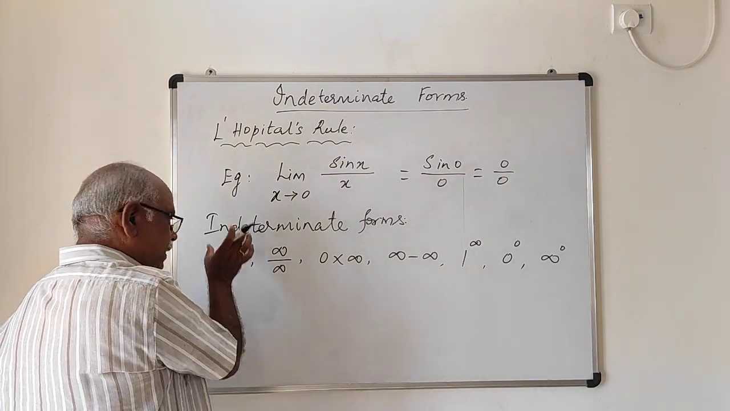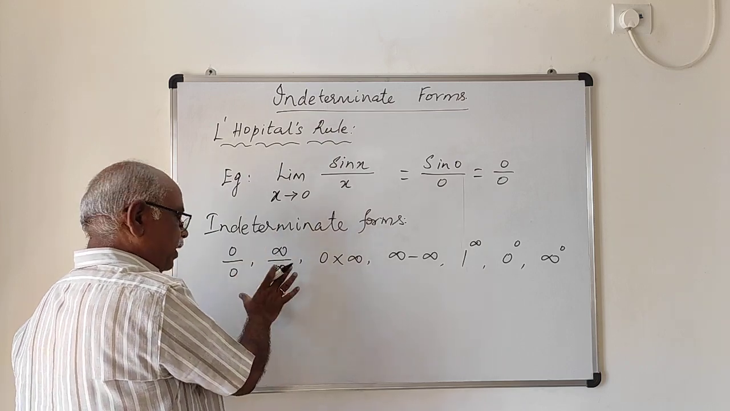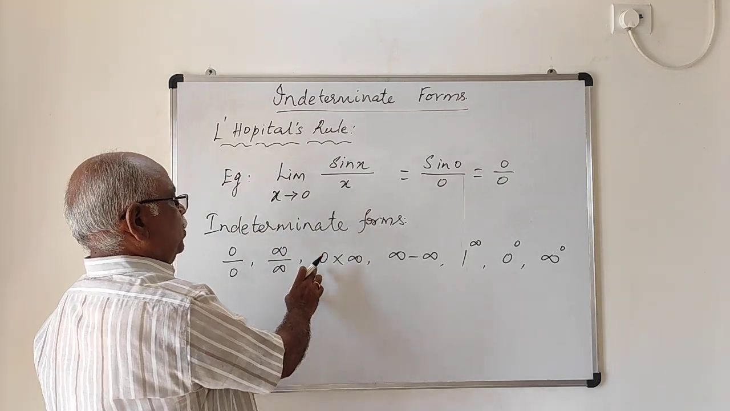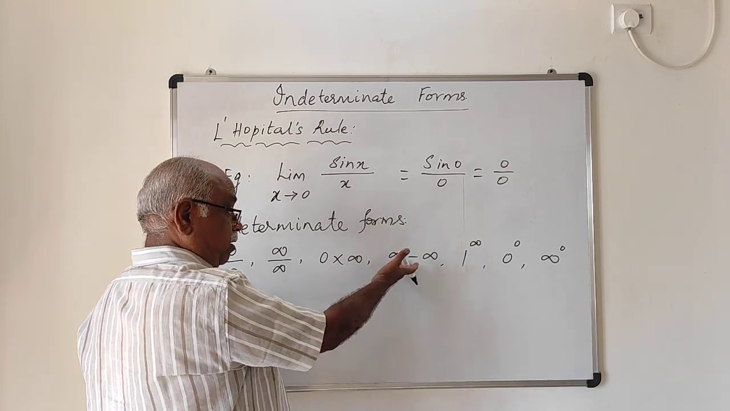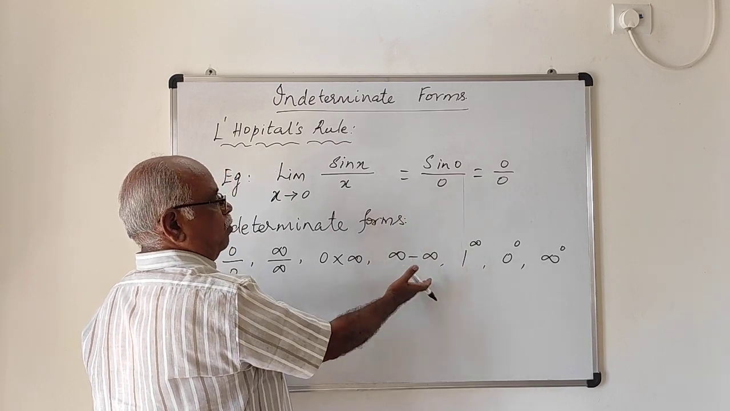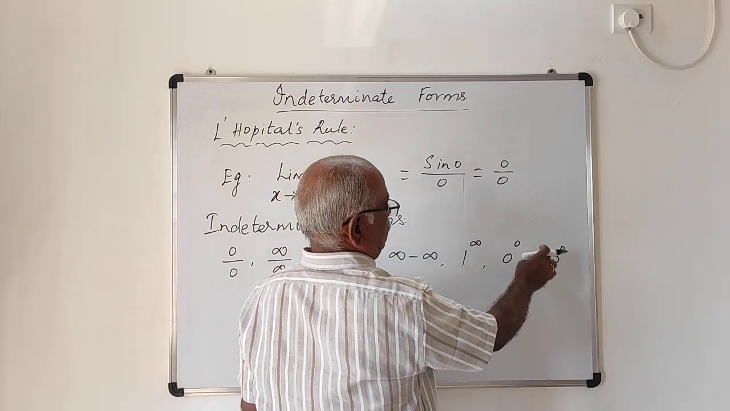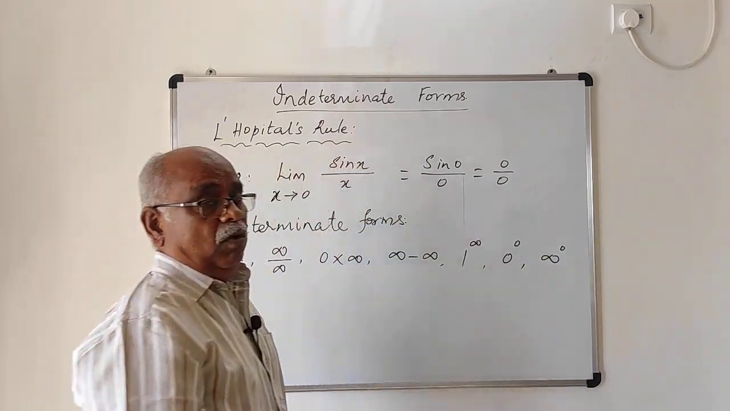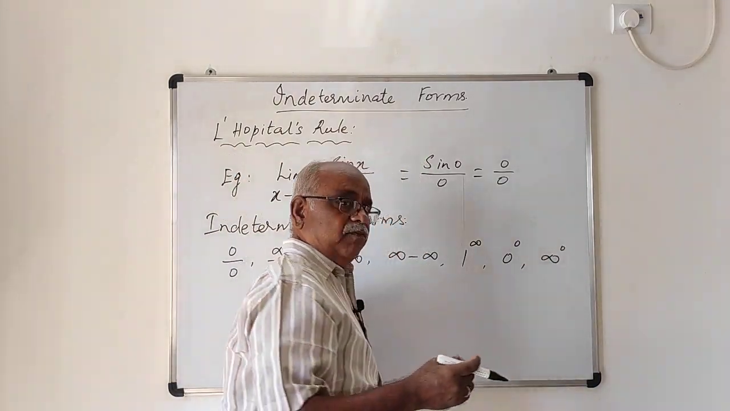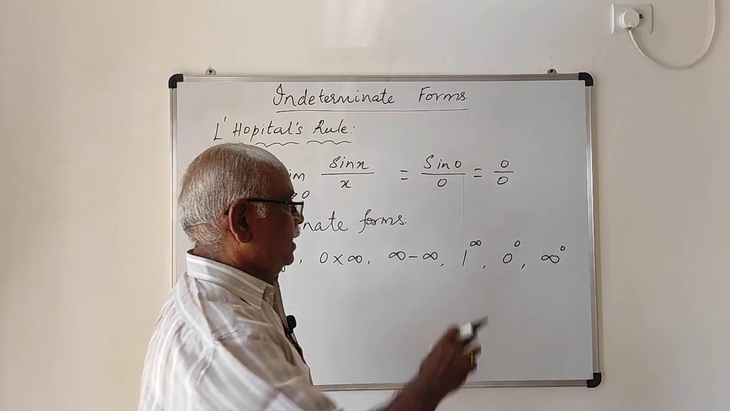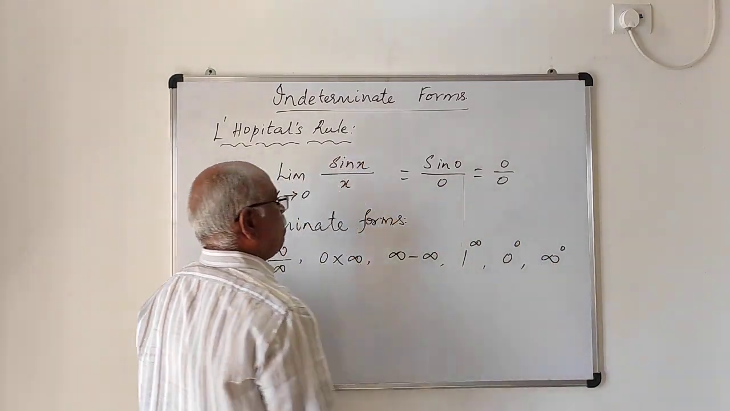0 by 0 is an indeterminate form. Infinity by infinity is not simplifiable, it is infinity by infinity itself, and it is called an indeterminate form. 0 into infinity cannot be simplified. Infinity minus infinity is not 0. It cannot be simplified. It is an indeterminate form. 1 power infinity is not 1, but it is an indeterminate form. 0 power 0, infinity power 0. We know anything power 0 is 1, so can we say infinity power 0 is 1? It is an indeterminate form. So these forms are called indeterminate forms.